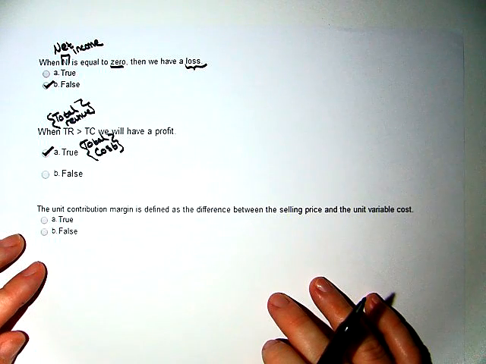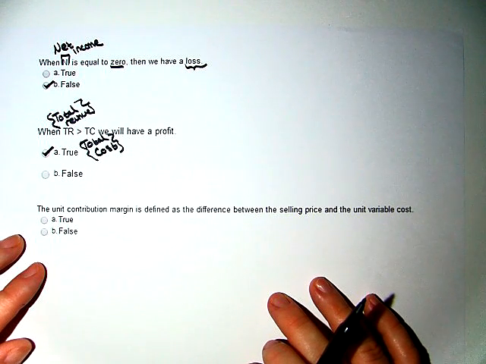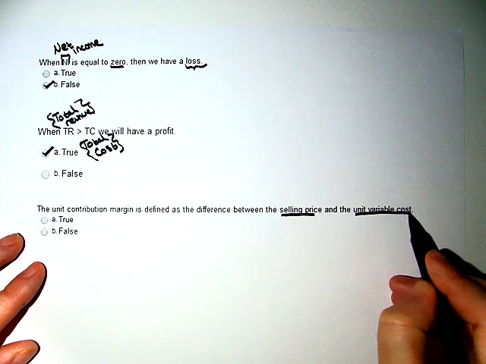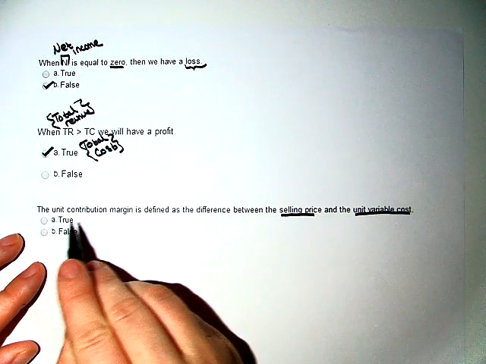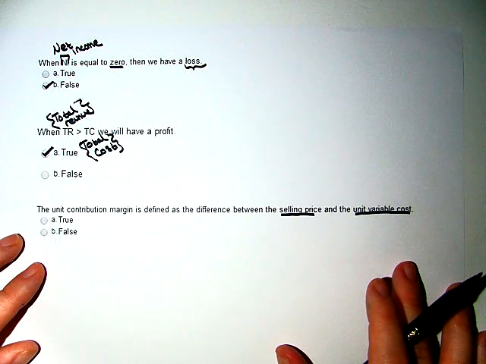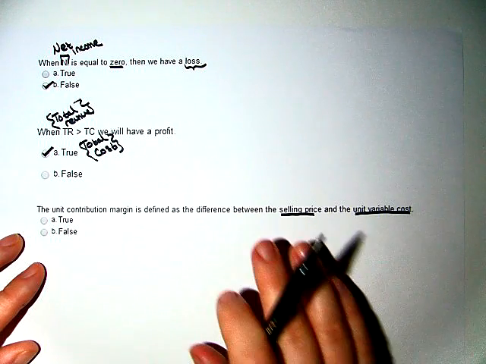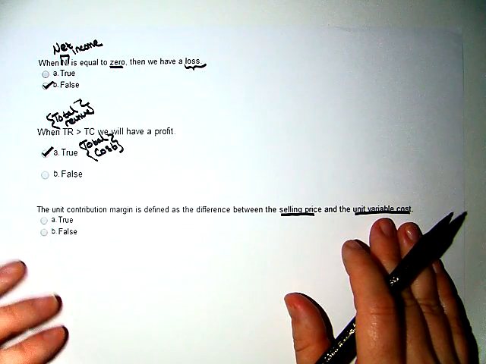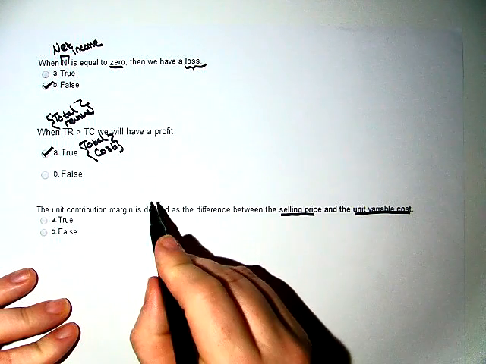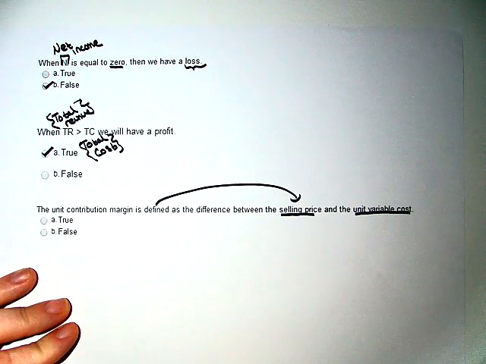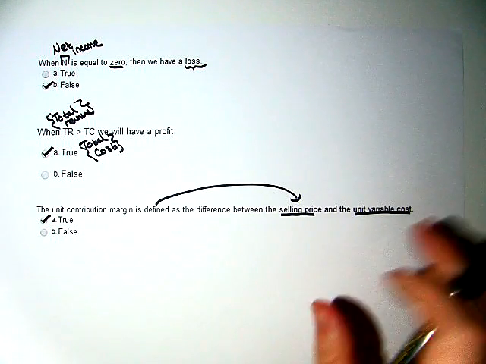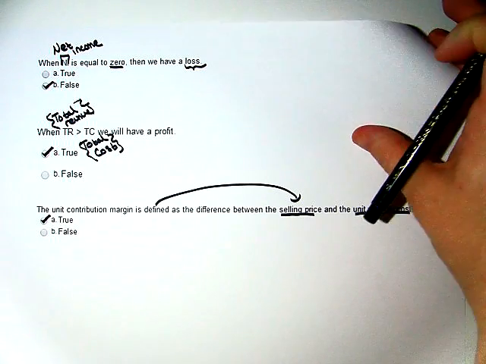The unit contribution margin is defined as the difference between the selling price and the unit variable costs. Okay, well, the unit contribution margin method is one of the things that we studied. And we know that we're able to find the break-even point by subtracting the selling price and the unit variable cost, and then subtracting the fixed cost from that. So that is actually how it is defined in the equation. So this is true. Now, the last thing we're going to be looking at is slopes.